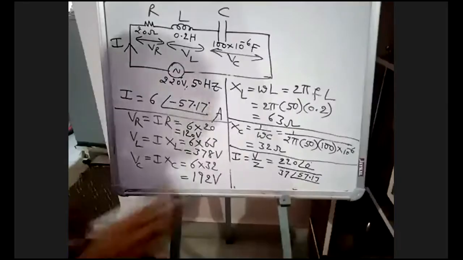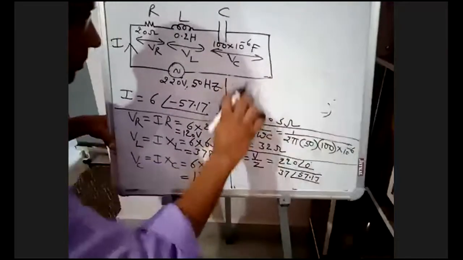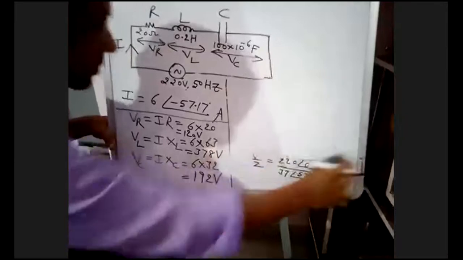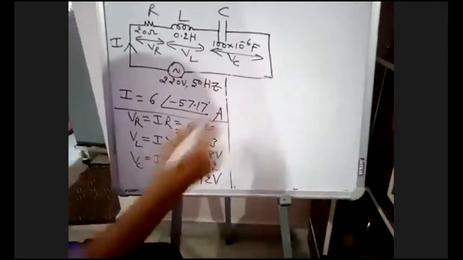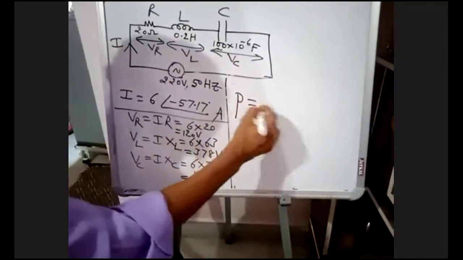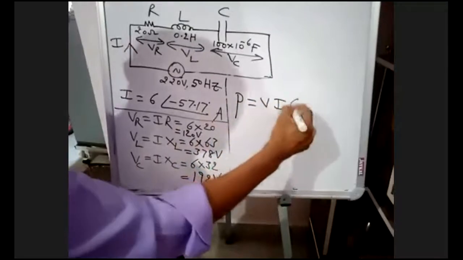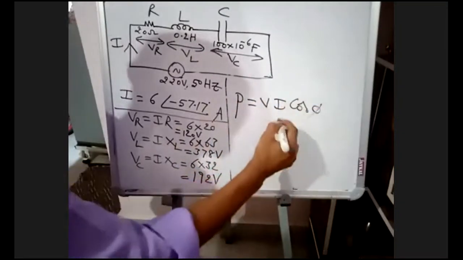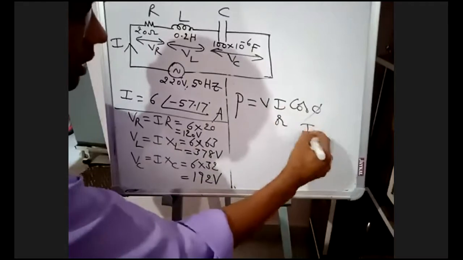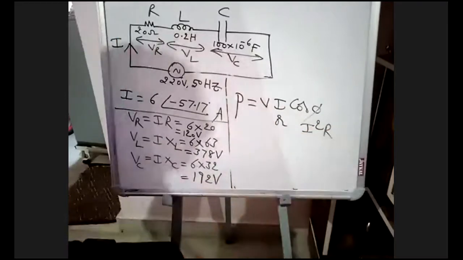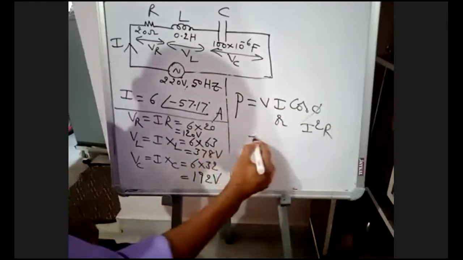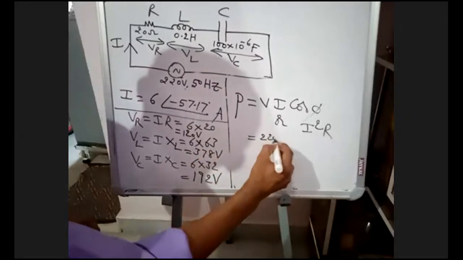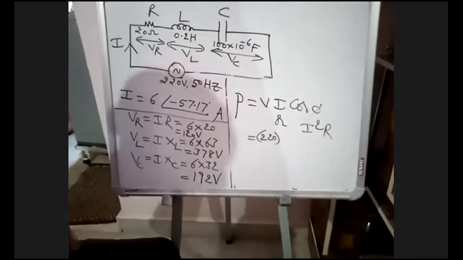Next he is asking power. Power in watts. The unit of P is what? P is equal to VI cos phi, or I square R. Any formula you can take. VI cos phi: V is 220, I is 6.